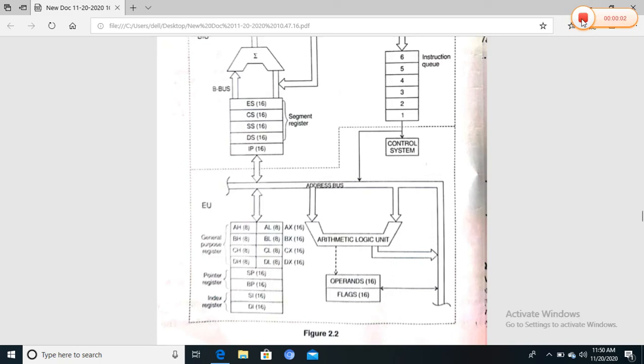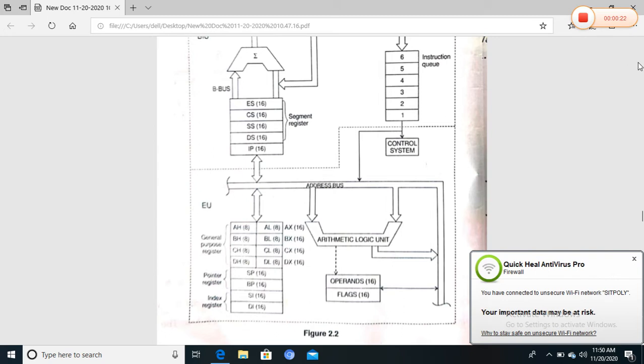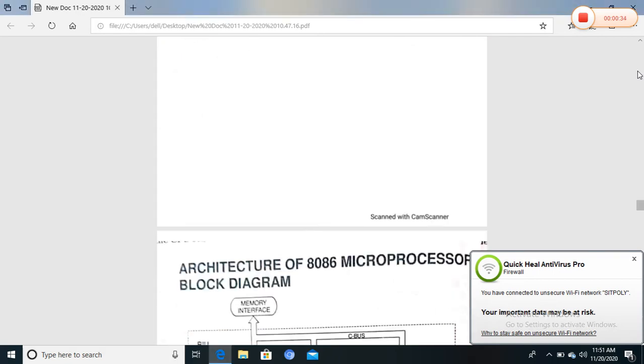This is the next point, the architecture of the 8086 microprocessor, or block diagram of the 8086. The 8086 is a 16-bit processor. The diagram shows the block diagram of the 8086. The CPU is divided into two independent functional parts: the bus interface unit, BIU, and the execution unit, EU.